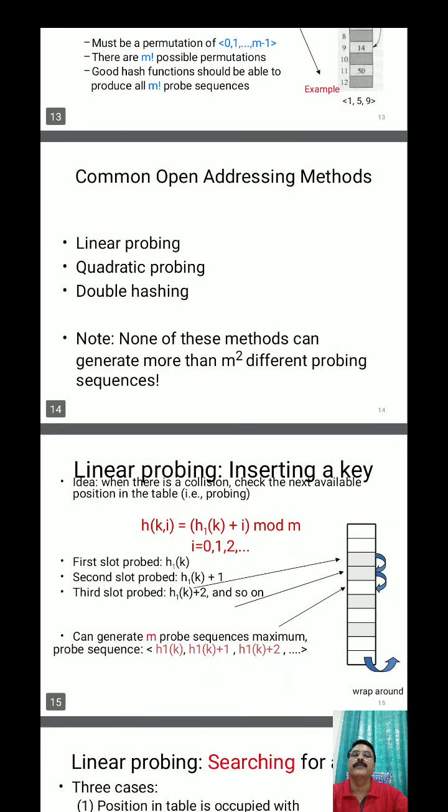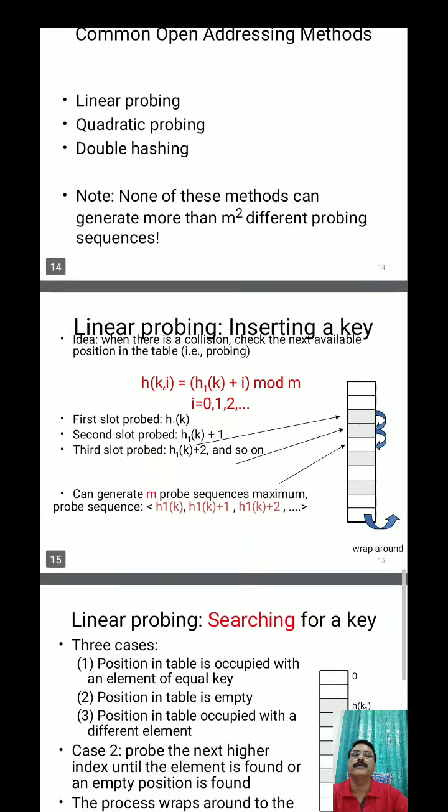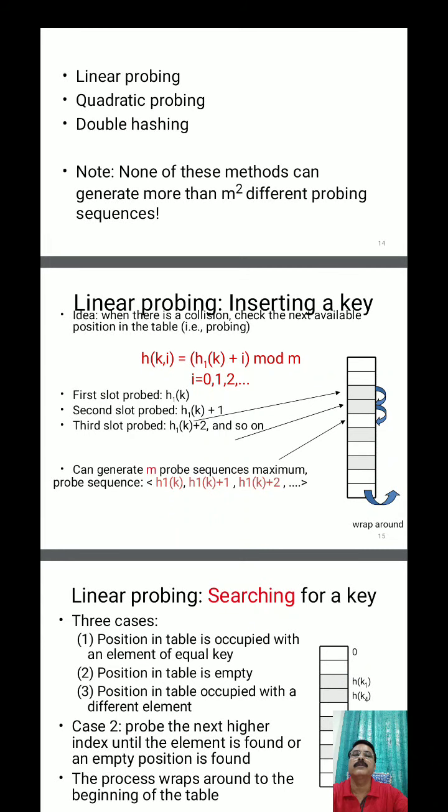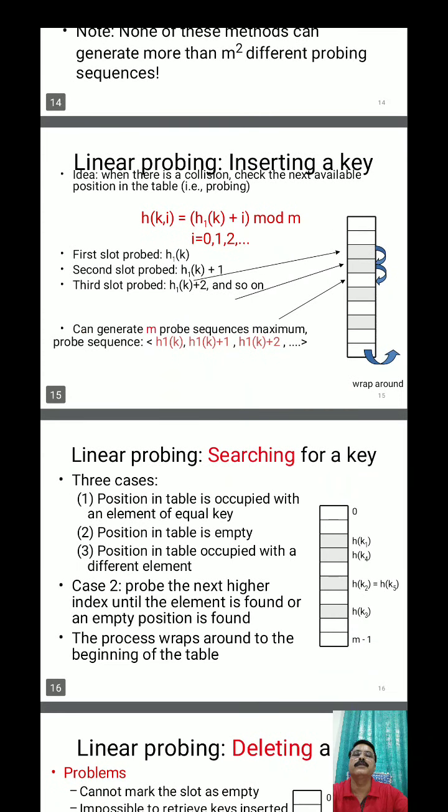Common open addressing methods: linear probing, quadratic probing, double hashing. None of these methods can generate more than m square different probe sequences. So let's see linear probing, that is, inserting a key. The idea is when there is a collision, check the next available position in the table, that is probing. So h of k comma i equals h1 of k plus i mod m, i ranging from 0, 1, and so on.